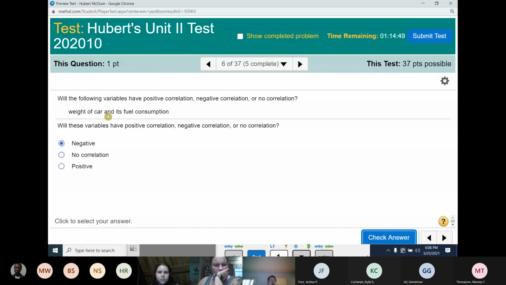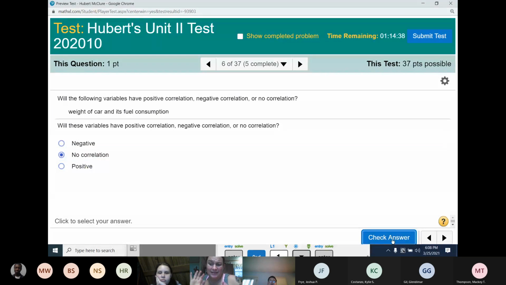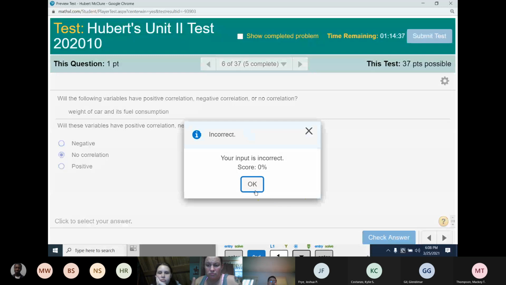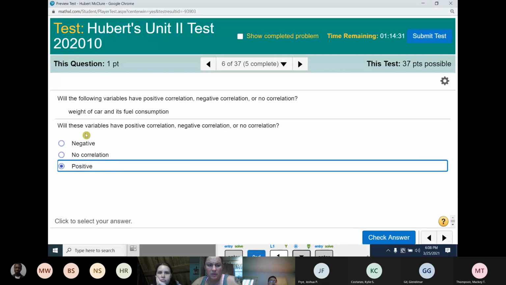Weight of a car. Yeah, but if you compare like my 4Runner to your Dodge 3500, even though it's diesel, you know, so it's... No, that's wrong. The weight of a car.